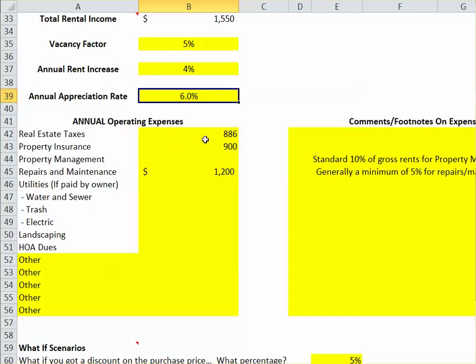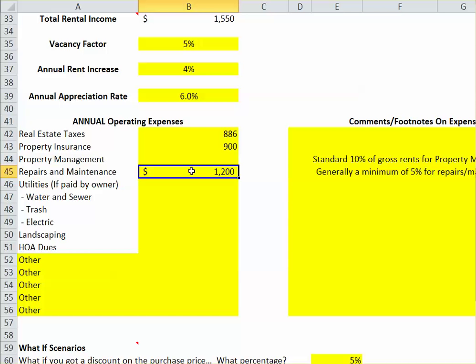Now we go down here and we look at annual operating expenses. The actual taxes on this property when we bought it were $886 per year. Property insurance for my guy was $900 for this rental property. And here, he actually manages the property himself. You can put in something here if you want to put 8 or 9%, put in the yearly management fee, of course, but he manages it himself. Most of my clients actually do manage their own property. I manage my own property. Not that hard, just takes some work.